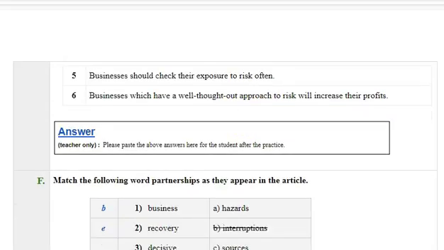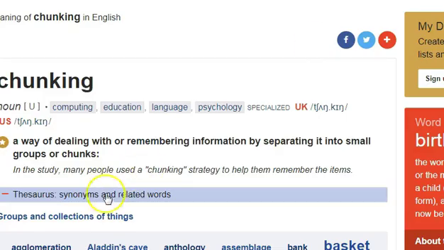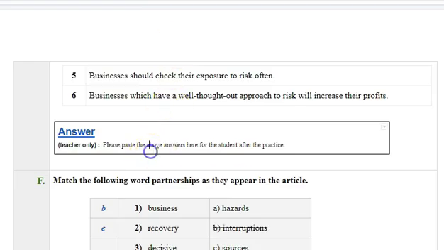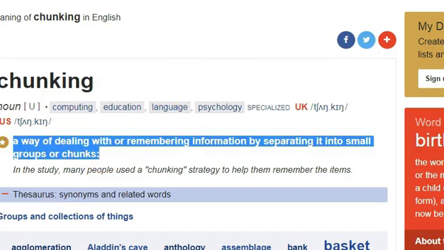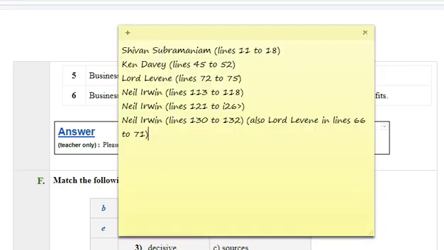So let us practice doing the chunking. It's a way of dealing with or remembering information by separating it into small groups or chunks. Okay? So let us practice.